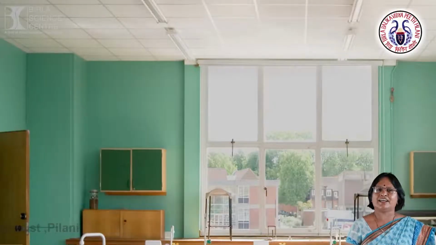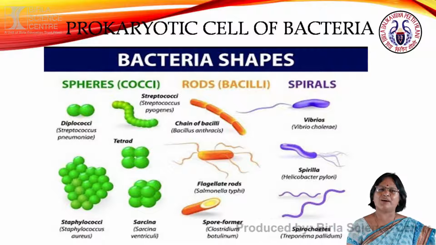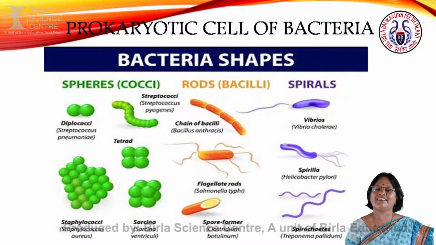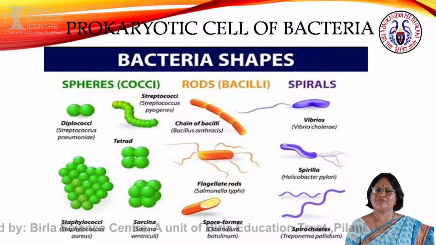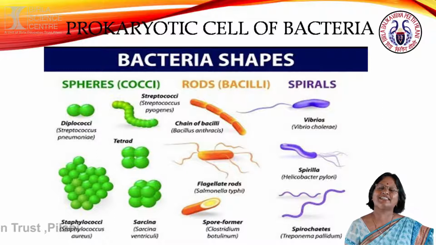Then another type of bacteria, depending upon the shape, is bacillus, which are rod-shaped bacteria. So you know the bacillus found in curd, that is lactobacillus bacteria. You can see here the bacillus anthracis, which is a chain type of bacillus which causes anthrax disease in cattle. Then lactobacillus bacteria present in curd is a bacillus which exists in singles.